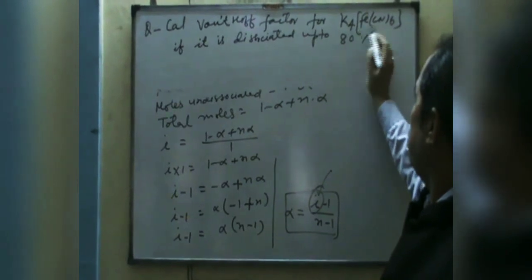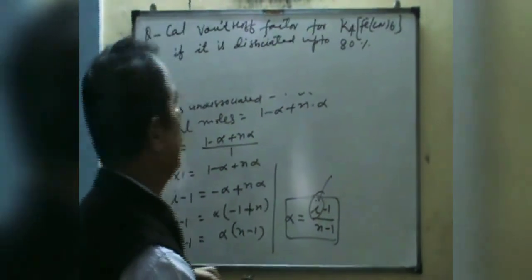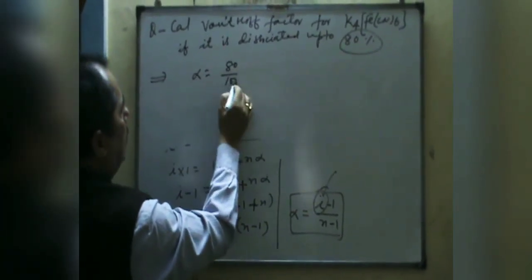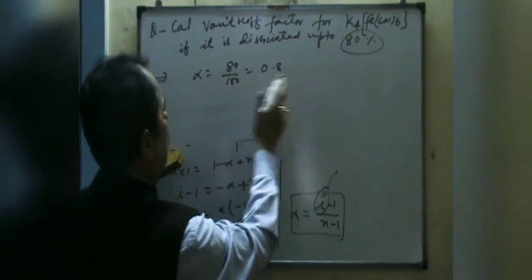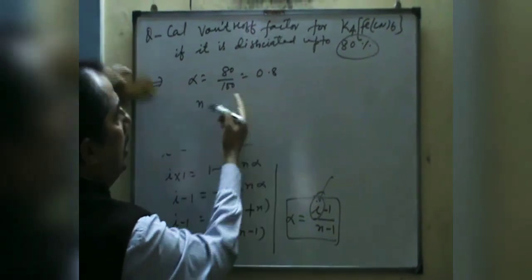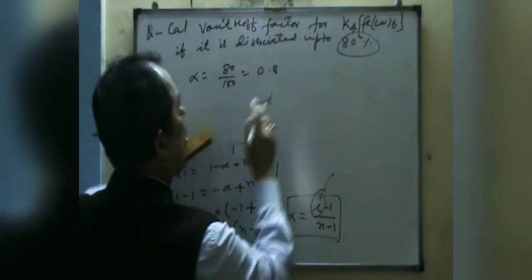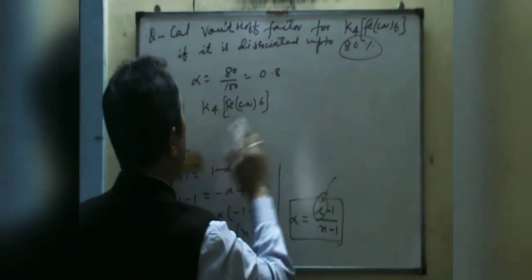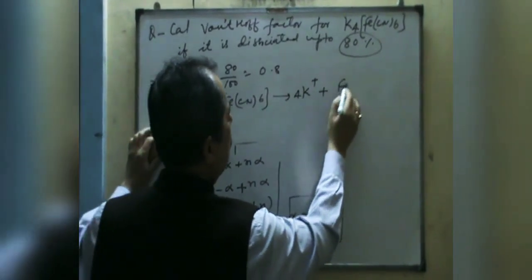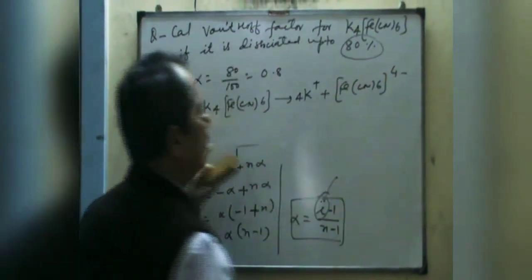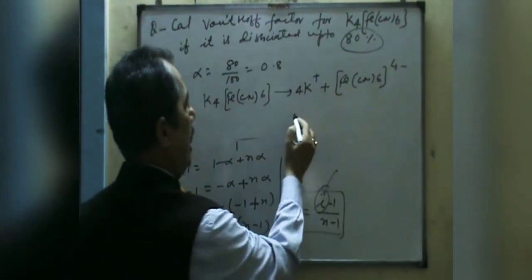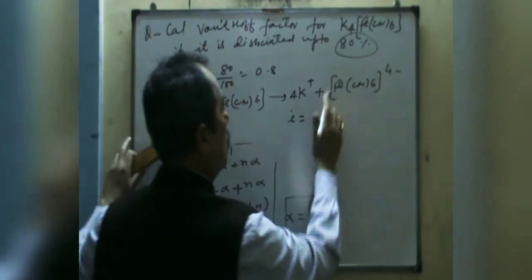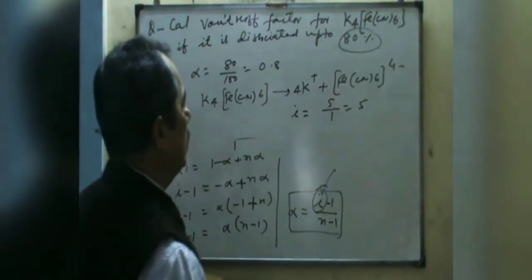And what is the dissociation here? K4[Fe(CN)6] undergoes dissociation. Alpha is 80%, that means alpha is 80 divided by 100, 0.8. This is the degree of dissociation. And what is n here? The number of particles formed after dissociation. K4[Fe(CN)6] undergoes dissociation to form 4 K positive and [Fe(CN)6] 4 negative. This is 4 plus 1, which is 5. So n is 5.